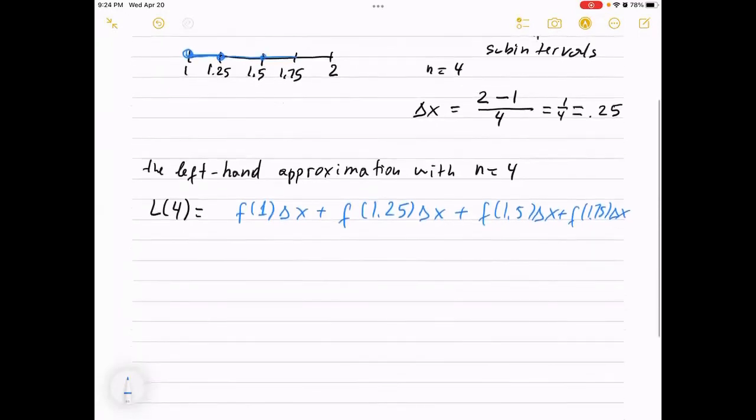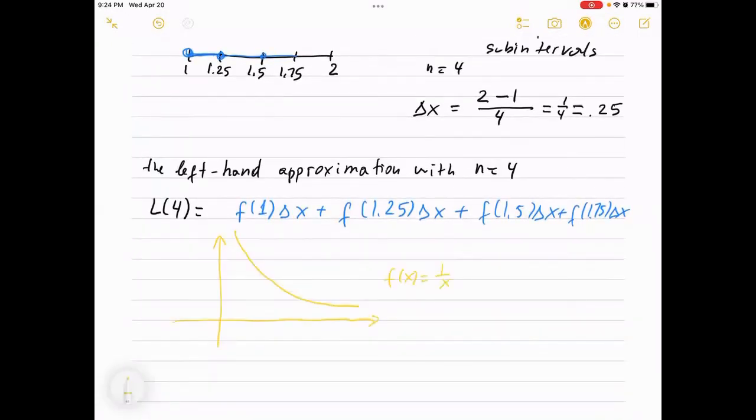So recall what L4 represents. We have the interval from 1 to 2, and we divided that interval into 4 subintervals. Then we picked the left point on the first interval. We measured f of 1, then multiplied f of 1 by delta x, which is the width of that rectangle, to get the area of that rectangle.